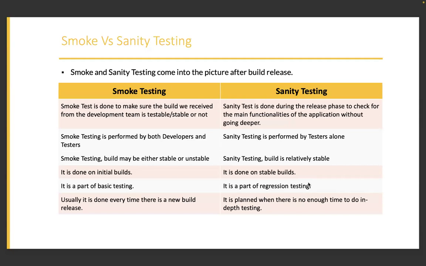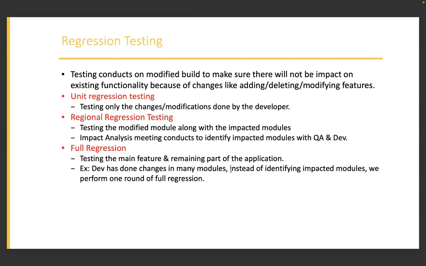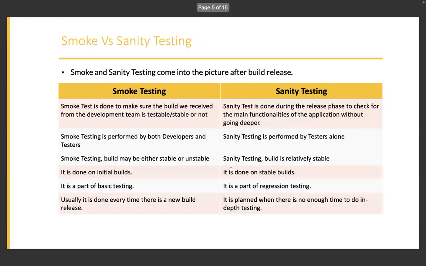We'll take a pause for a minute, guys. Please unmute and speak up before we move ahead. Sanity, smoke, regression, retesting. Anybody wants to add anything? Please unmute and speak up for any of the pointers.